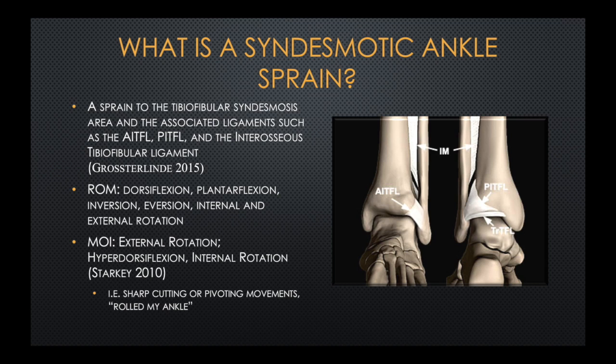The range of motion includes dorsiflexion, plantar flexion, inversion, eversion, internal and external rotation. The common mechanisms of injury that occur for a syndesmotic ankle sprain include external rotation, which is the most common, hyperdorsiflexion, and also internal rotation. These occur by sharp cutting or pivoting movements, commonly on an artificial turf surface, or people will say that I rolled my ankle, which usually isn't the common term because rolling your ankle is for lower ankle sprains.